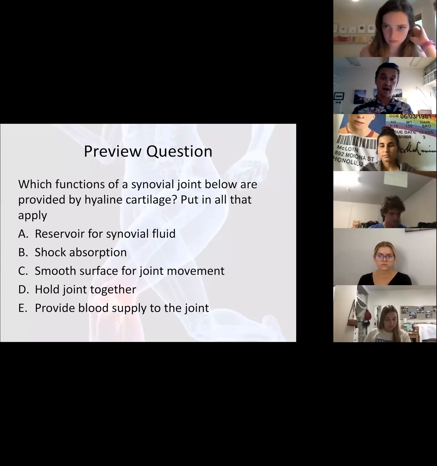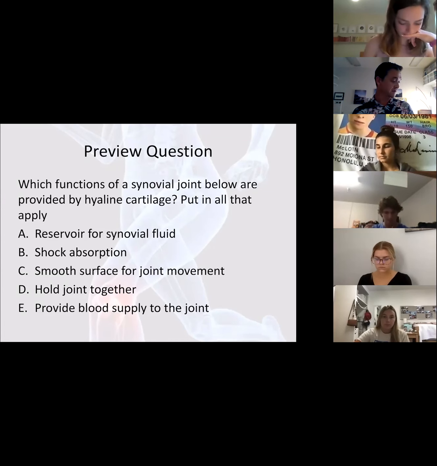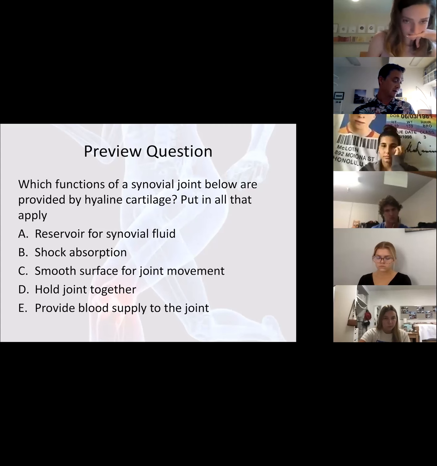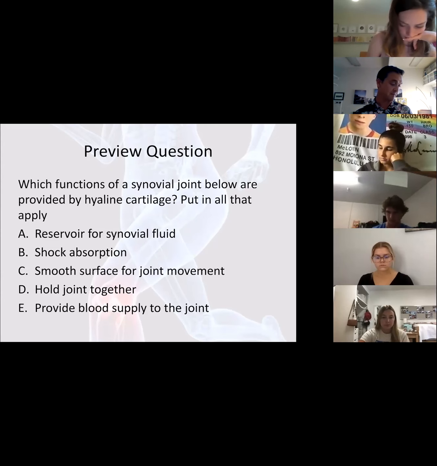All right, so I forced you to choose one, even though it said all that apply, but the majority of you are putting either B or C. So what functions of a synovial joint below are provided by the hyaline cartilage? Most of you put B or C, so shock absorption, definitely. It's that firm, rigid surface, but it has a little bit of give to it. It's also very smooth, a smooth surface for those bones to slide back and forth on. So that's definitely true, B and C.